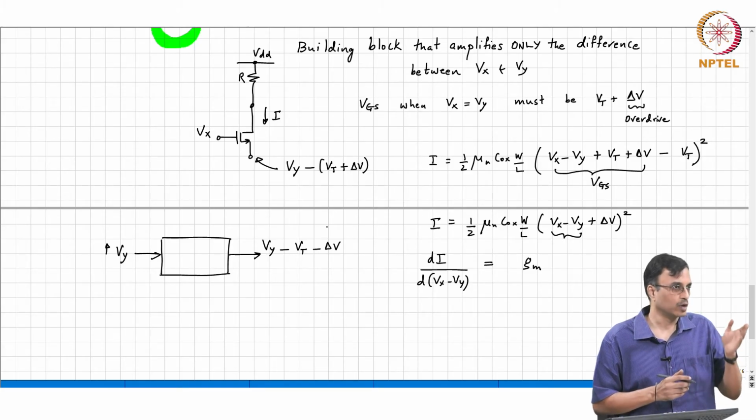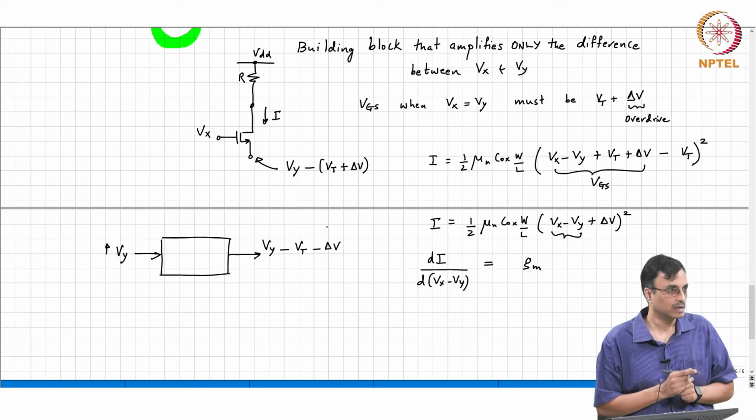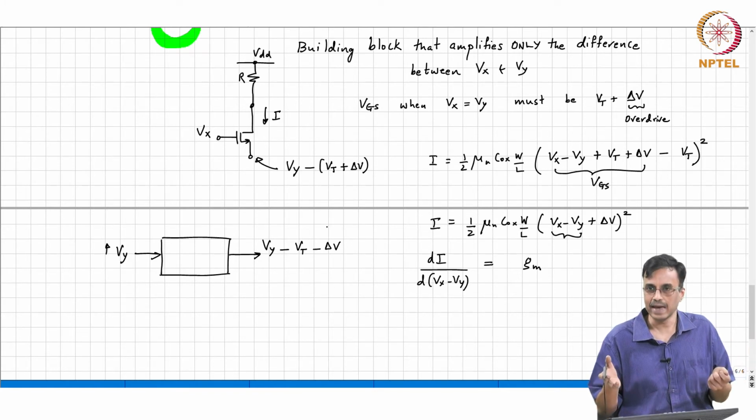Please answer the question that you are asked. What is the output? Vt minus delta V. Okay. Now, if I change the input by a small amount, how much will the output change by? By the same small amount, correct. So, what is the incremental gain? 1. Okay. So, can you think of a simple single transistor circuit which has got an incremental gain of 1?